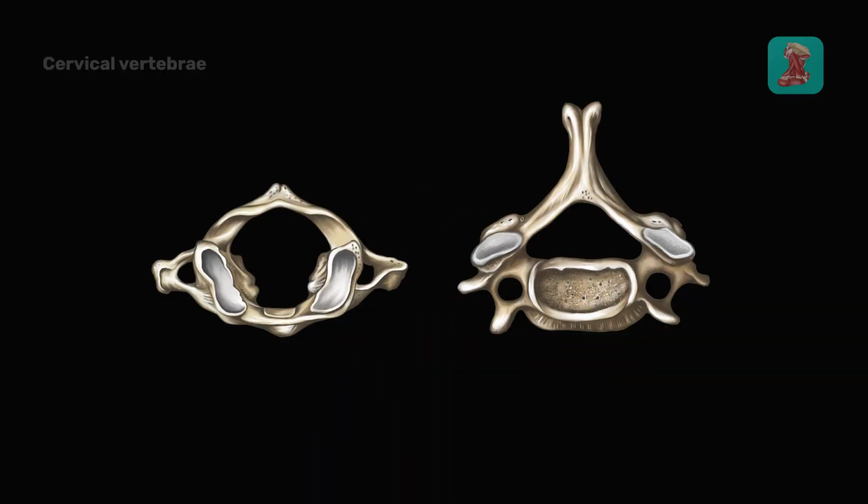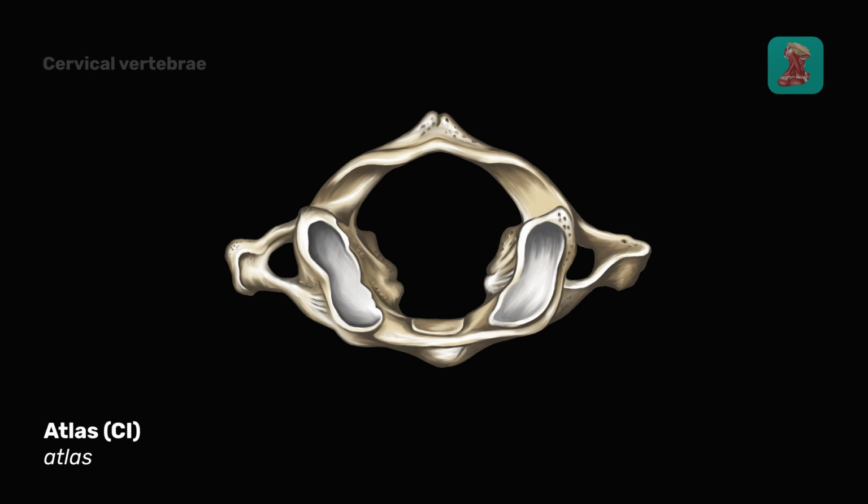Among the cervical vertebrae, there are typical and atypical cervical vertebrae. The atypical vertebrae include the first and the second cervical vertebrae. The first cervical vertebra, atlas, has its own features. It has no vertebral body.